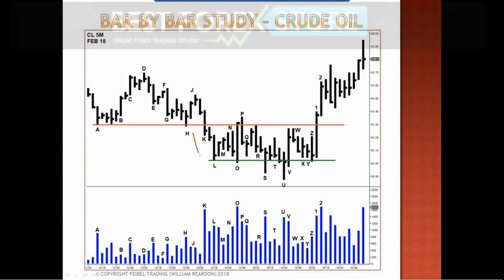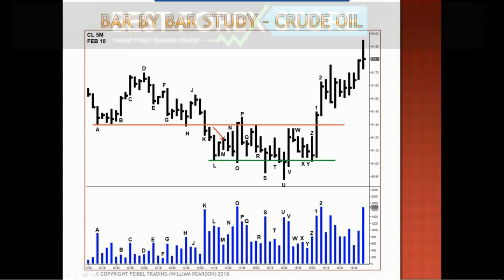So we fall further from K to L where we find support. Then the next bar is interesting. We rally with similar volume. In fact, for all intents and purposes, the same volume. But the spread has narrowed. So we know that selling is still present. Otherwise, we should produce a bar like this.